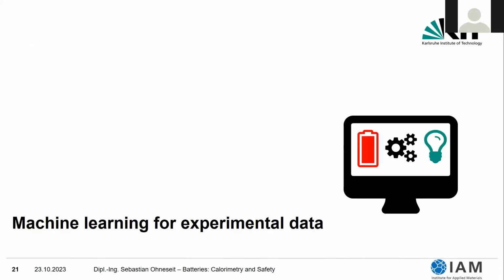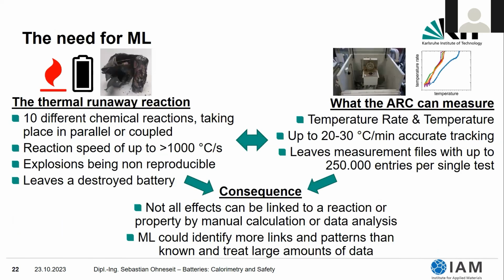So what about machine learning in all this? There is some need for machine learning from those experimental data, and this directly comes with the thermal runaway reaction and also with the exothermal reaction rates that I showed to you. During the thermal runaway, we have 10 different chemical reactions. They take place in parallel or are coupled to each other, because the decomposition products of one reaction will be used for the next reaction, or the heat from one reaction will allow the next reaction to take place. We have reaction speeds of more than 1000 degrees C per second. We have at the end the explosion of the battery sometimes happening, which is never perfectly reproducible.